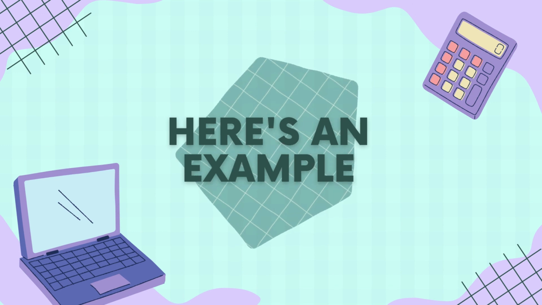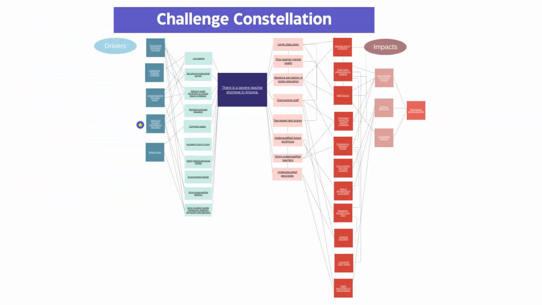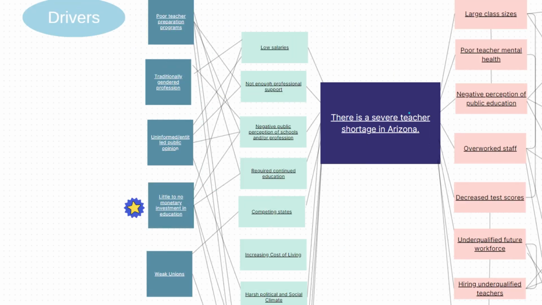Remember, for these videos, we'll look at the project that a group of teachers did about a problem we care about. Here's the challenge constellation we made. Please use it as a guide in your own work. To start a constellation, you'll always put the challenge statement in the middle. Here's ours. There is a severe teacher shortage in Arizona.